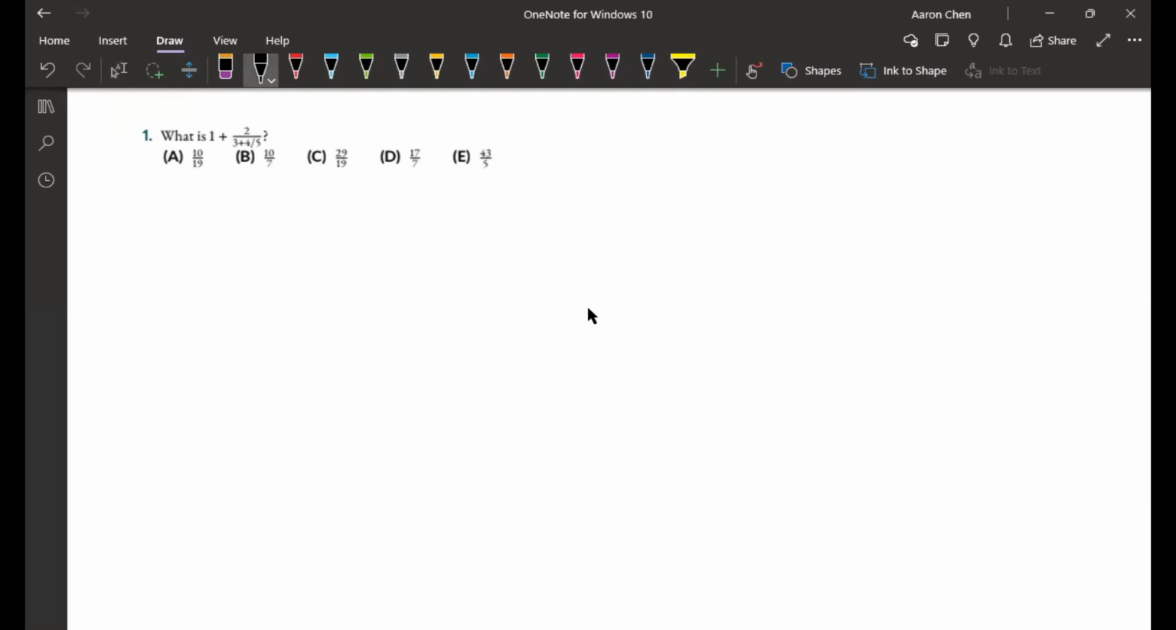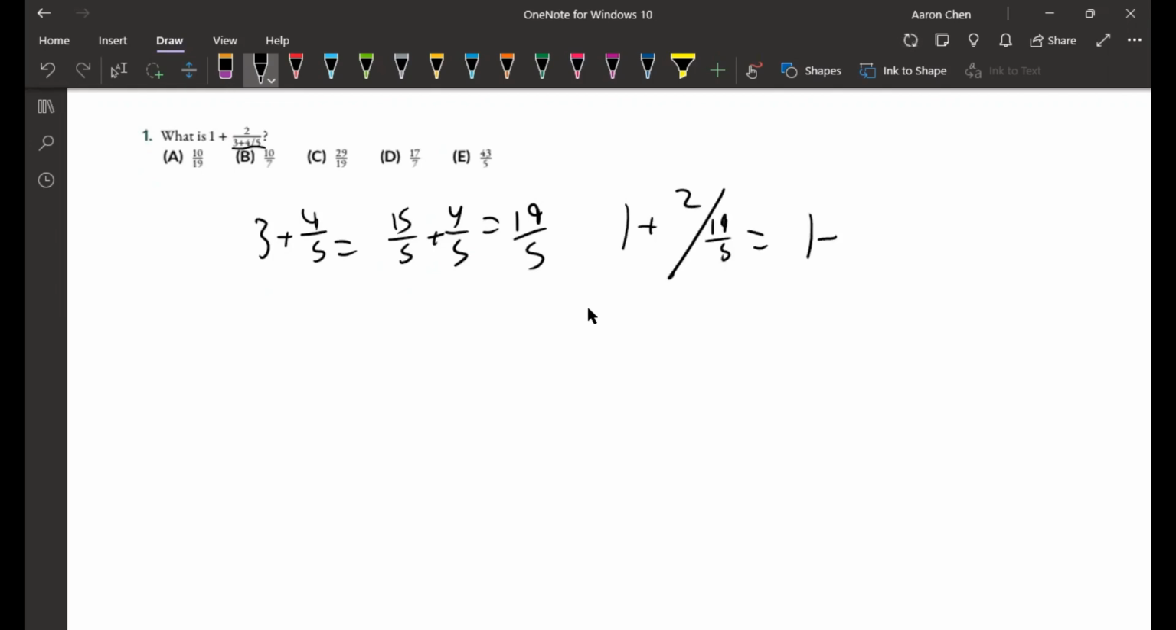So this first question: what is 1 plus 2 over 3 plus 4 over 5? We just need to remember our basic PEMDAS, so we start from the inside. 3 plus 4 over 5 is equal to 15 over 5 plus 4 over 5, which is just 19 over 5. And so 1 plus 2 divided by 19 over 5 is equal to 1 plus 10 over 19, which is 29 over 19. And that is choice C.